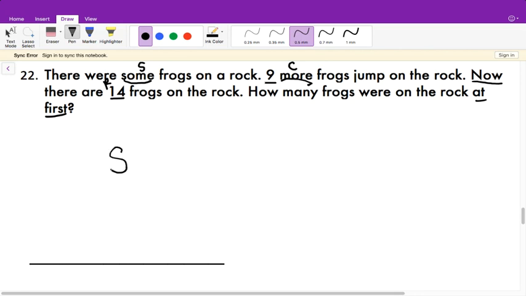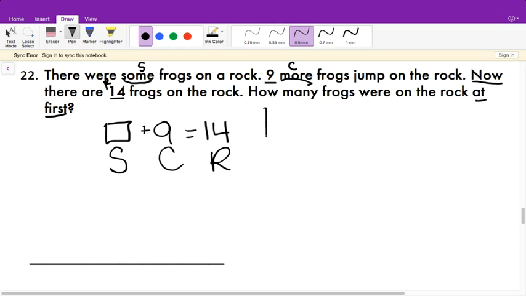So let's go ahead and write our equation. So we have some for the start, which means we draw a box. It says 9 more come, so we need to add 9, that's right. And it equals our result, which is 14. Okay, and we can check to make sure that this is correct by looking at the question. The question says, how many frogs were on the rock at first? So at first is what it's asking about, and at first is the start. So we are correct because we have a box at the start.